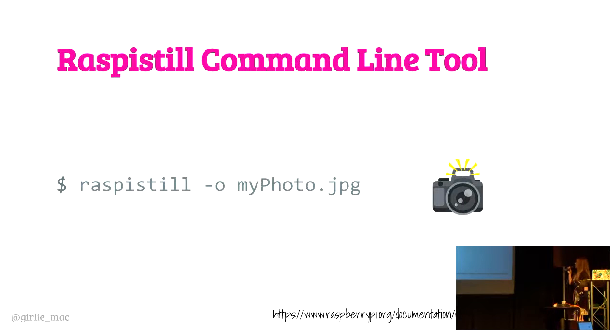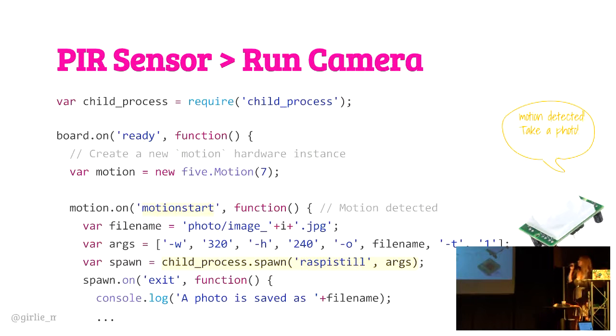Then there's the raspistill command line. You can just go on a terminal and try raspistill, and there are some arguments there, and you can just take a photo quite easily. So I want to use that in my node code too, of course. So this is how I did it.